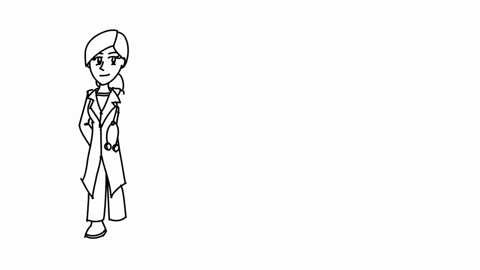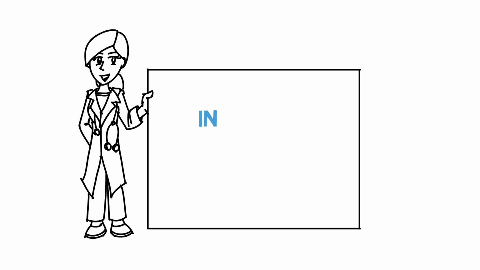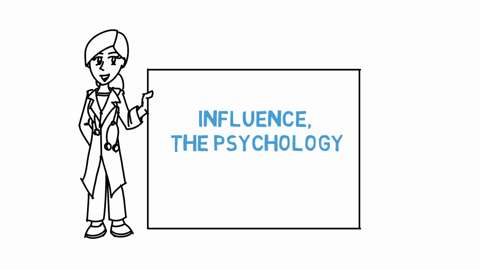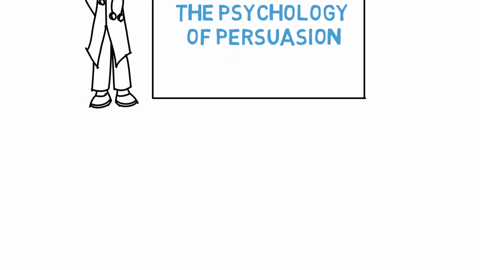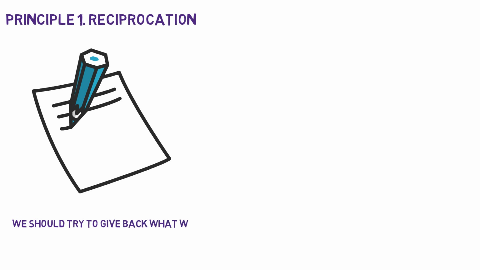In this video, I'm going to teach you the 6 universal principles of persuasion from the book Influence: The Psychology of Persuasion. Principle 1. Reciprocation. This is the first rule and the first weapon of influence. This rule states that we should try to give back what we have received from another person.